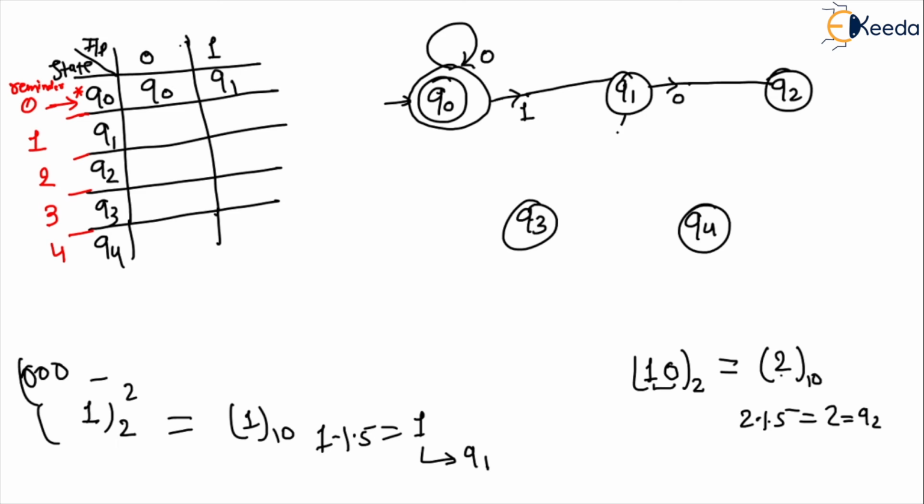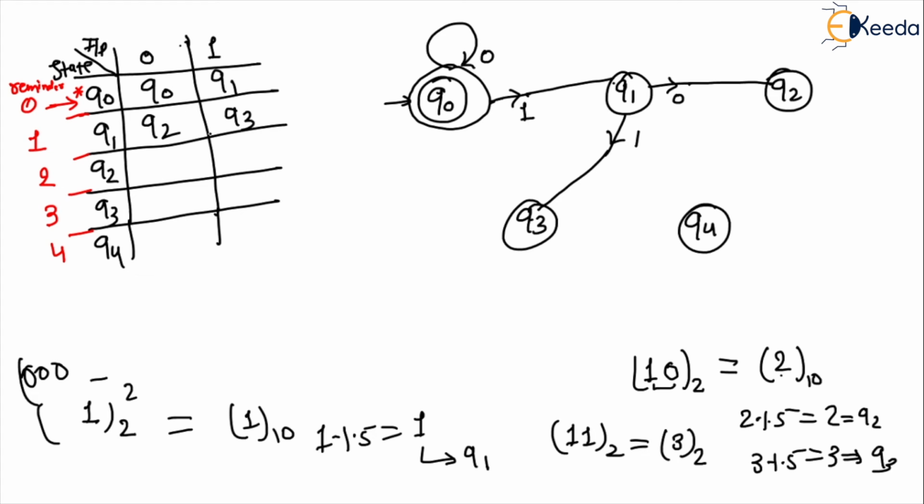Now when you apply input 1, from the initial state the input is 1 to reach Q1, and then you apply 1, so the string is 1 1. 1 1 in binary converts to decimal 3. The decimal of 1 1 is 3, and 3 mod 5 is 3, that is the Q3 state. So on input 1 it goes to the Q3 state. On input 0 Q1 goes to Q2, and on input 1 Q1 goes to Q3.